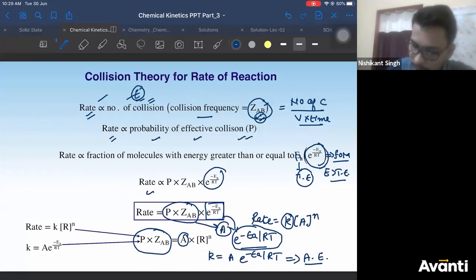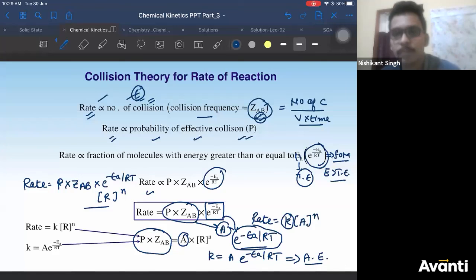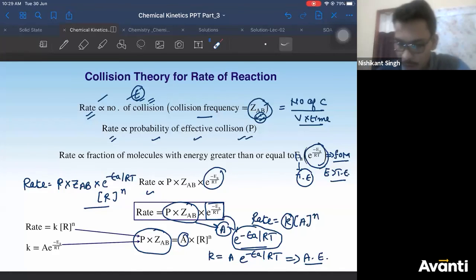So if you want to write, rate of a reaction will become P into Z_AB into e to the power minus Ea by RT into concentration of reactant, right? Actually, from Z_AB also you can find the concentration of reactant. Its formula includes number of molecules. Okay, so this is your collision theory.